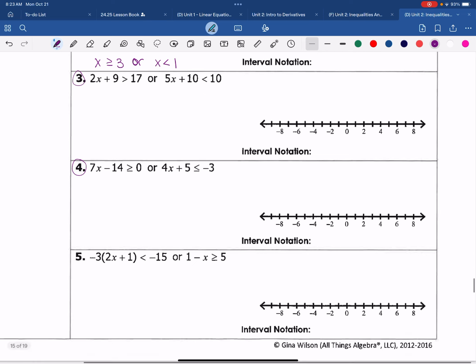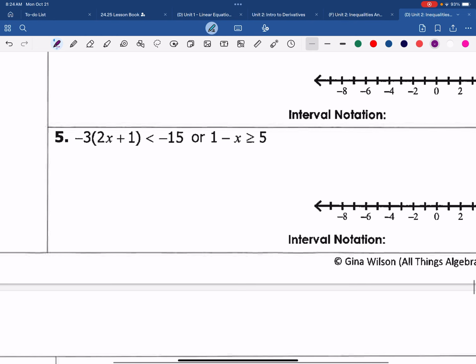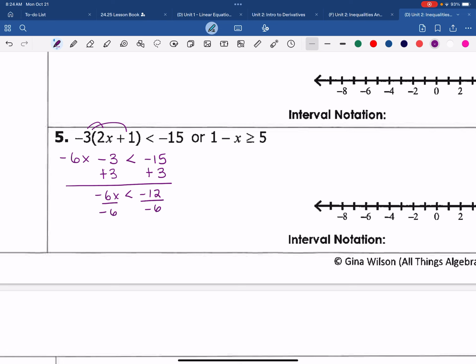We're going to do this one together because it goes over a couple things that I want to take a look at. We're going to start by distributing that negative 3. So we get negative 6x, subtract 3 is less than negative 15. Now again, I'm just solving it like we solve those equations. I add 3 to both sides. I have negative 6x is less than negative 12. Then I'm dividing both sides by negative 6. Since I divided both sides by a negative, I need to switch my inequality sign. So I get x is greater than 2.